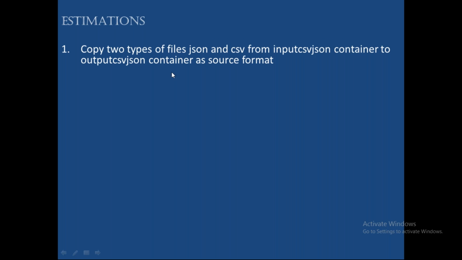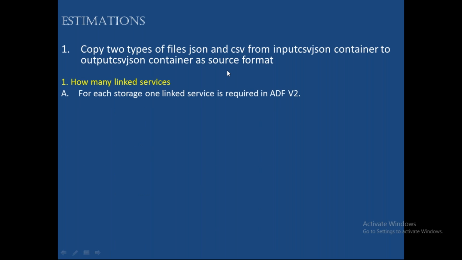So next estimation is for this particular thing. Copy two types of files, JSON and CSV, from the input CSV JSON container to the output CSV JSON container as source format, meaning you have an emp.json and a cust.csv. When I load these files into the output container, I want to see this: if my source file is emp.json, in my output also I should see emp.json. If my source side has a file cust.csv, the output side also should have cust.csv. For this, we need to create a separate pipeline because the way we handle this particular scenario is totally different.